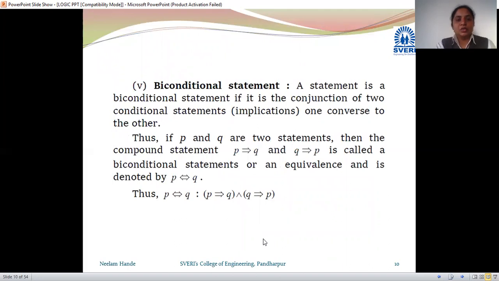Then this is the biconditional statement. If P implies Q and Q implies P both hold, then it is called biconditional and denoted by P double arrow Q, which means P implies Q and Q implies P.